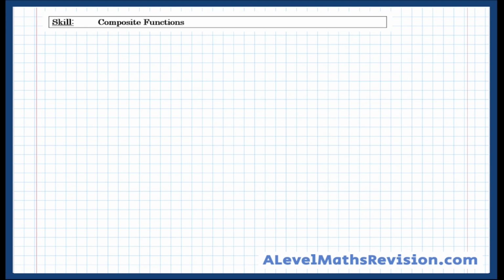So we're going to look now at composite functions, and you probably covered this at GCSE. So this is probably going to be a bit of a recap, but with some more difficult functions than you would have used at GCSE. So we'll start with an example.